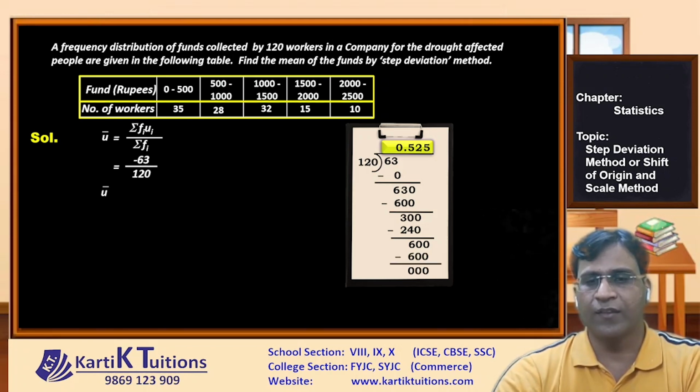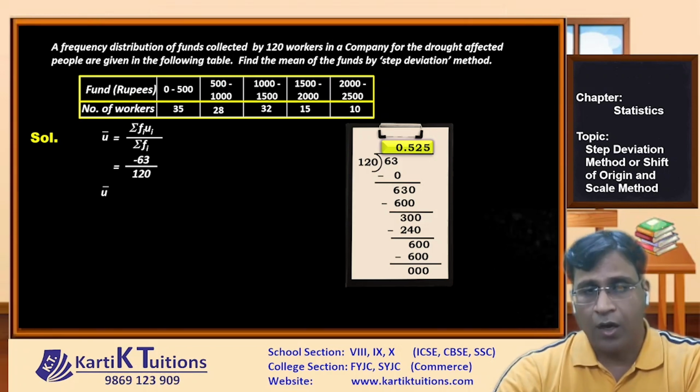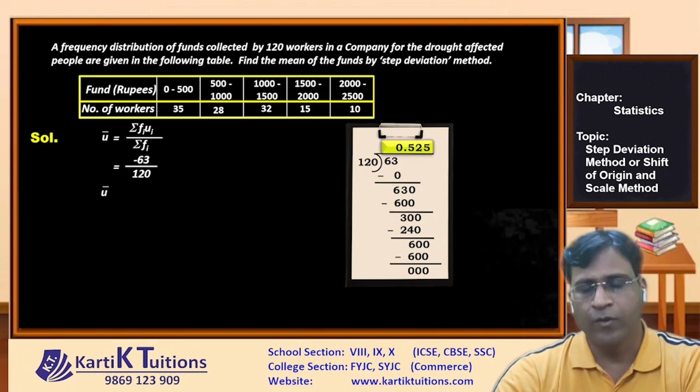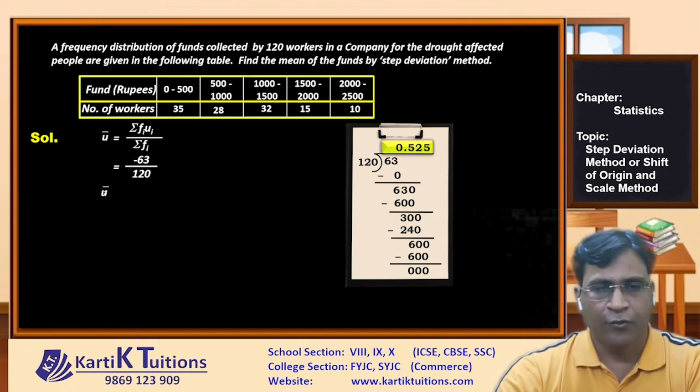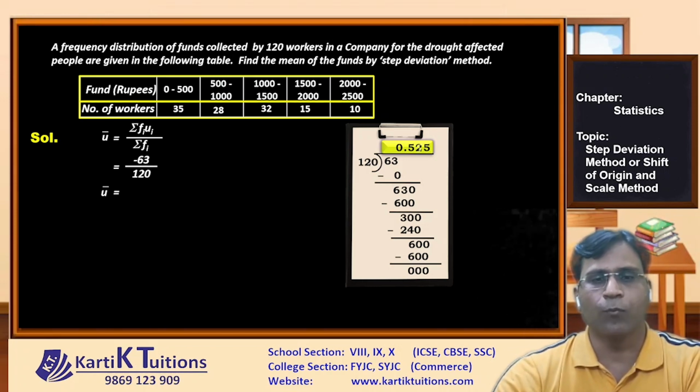Now see, we have taken the decimal this time till 3 decimal places because our assumed mean or class width, if you just try to recollect, is 500. So since it is in a 100 form, we have gone for 3 decimals. So here it will become minus 0.525. Am I clear till here?